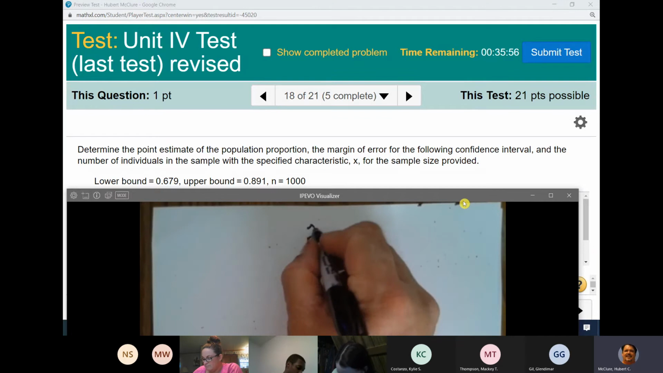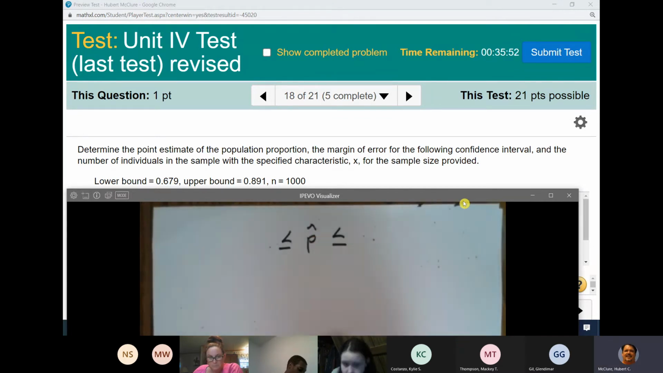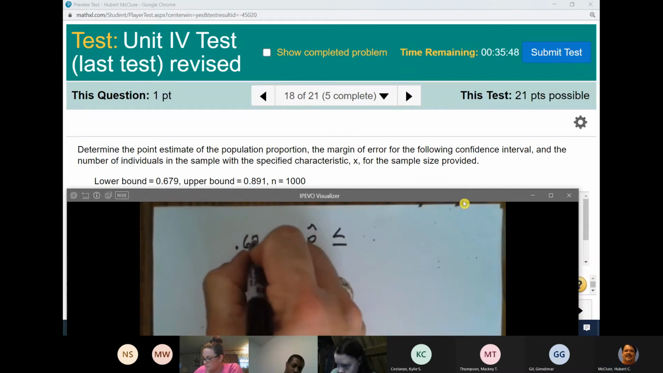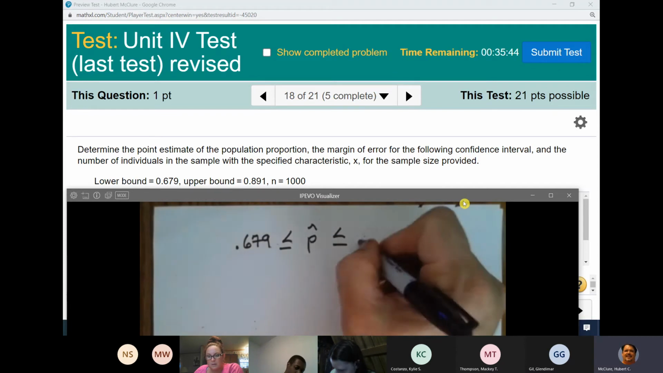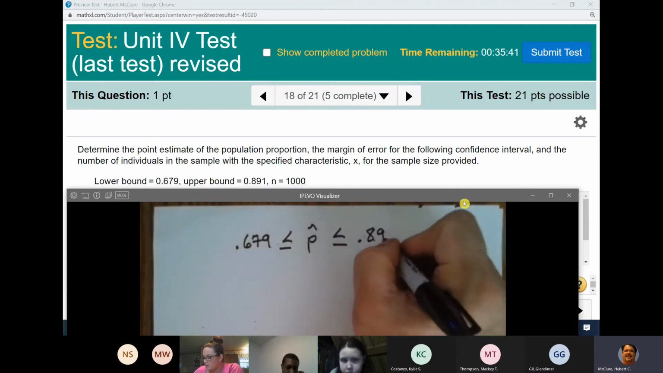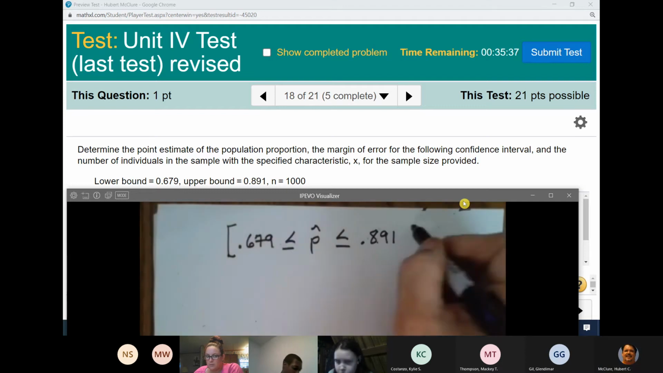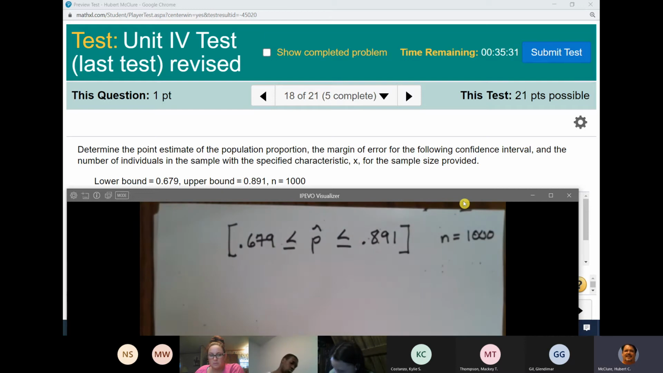P hat less than or equal to 0.679 and 0.891. Let me finish writing this. Interval. And the number n is equal to 1,000 individuals.